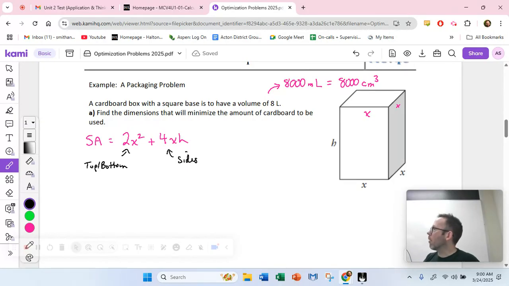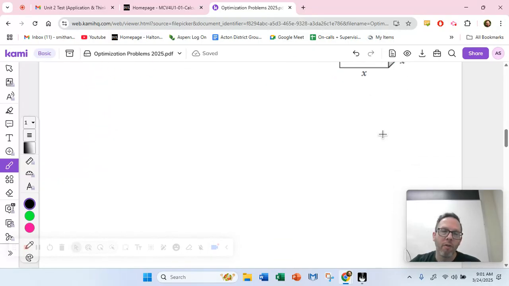We run into the same problem as the previous one. We'd like to minimize this function, but it's a function of 2 variables. So just like the last one, we take our constraint and use that to get this equation in terms of 1 variable. I'm going to tuck that over to the side here and use my space well. So the constraint here is that the volume has to be 8,000 centimeters cubed.